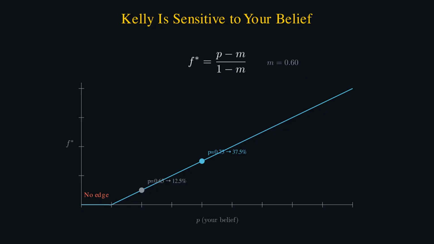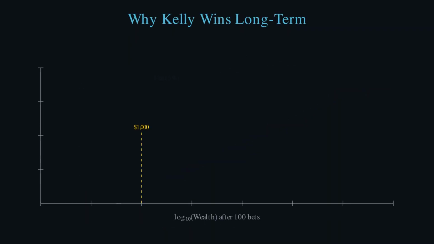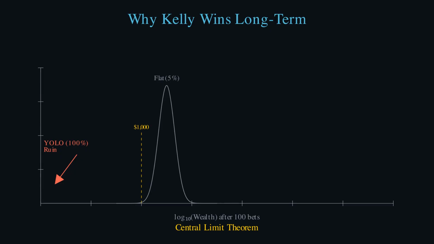The Kelly fraction depends entirely on your belief P. With the market at 60 cents, let us see how it changes. It is a straight line. Below 60%, you have no edge. Kelly says do not bet at all. At 65% belief, Kelly says bet just 12.5%. At 75, 37.5. At 85, you would bet 62%. At 95, almost everything. The slope is steep. A small error in your estimate of P leads to a big error in your bet. Keep that in mind.